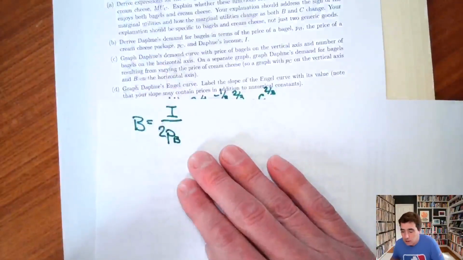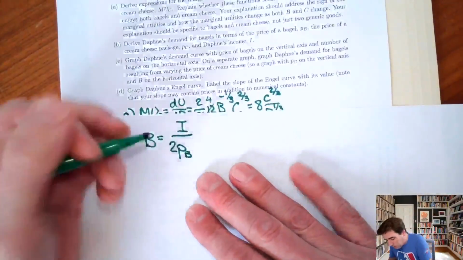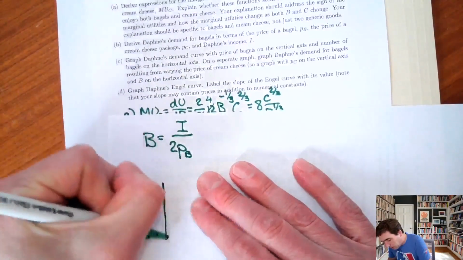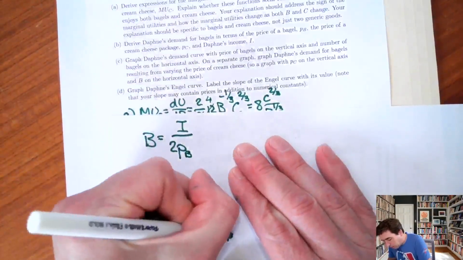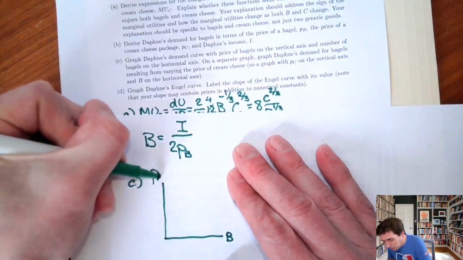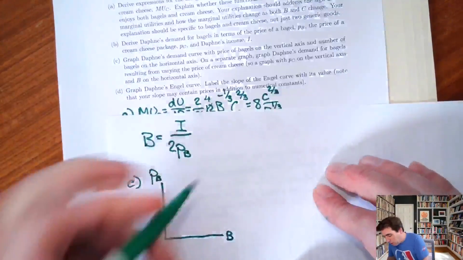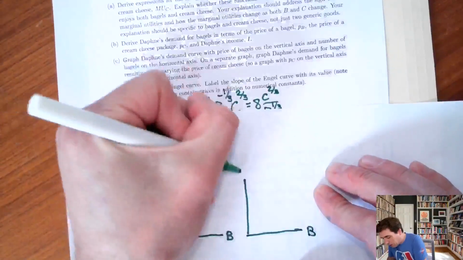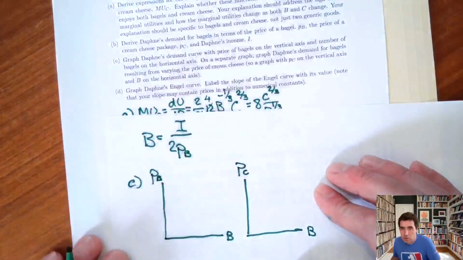Okay, so the two graphs that I'm being asked to do in part C are one graph with B on the horizontal and PB on the vertical, and one graph with B on the horizontal and PC on the vertical.